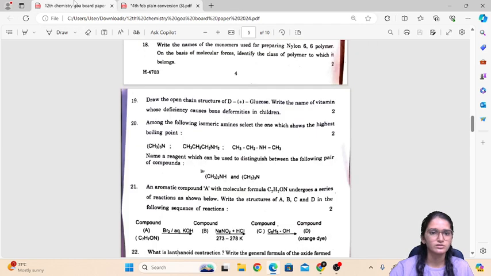Now the next question under that is: write the name of the vitamin whose deficiency causes bone deformities in children. This is from the part of our textbook where all the deficiencies are given, when vitamins are deficient in our body. The vitamin whose deficiency causes bone deformities is vitamin D. So the answer here is vitamin D, and you can tell this directly.